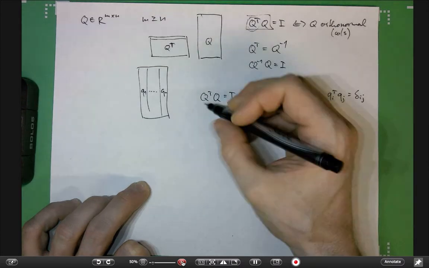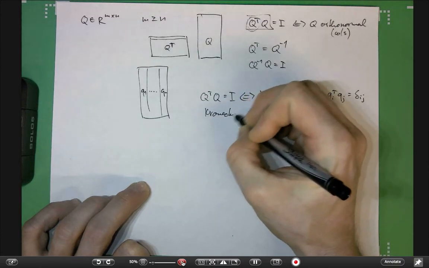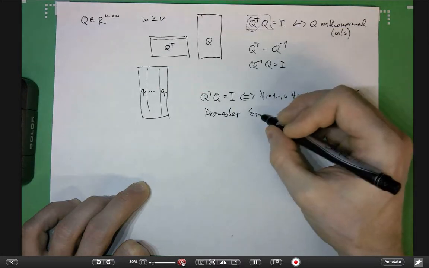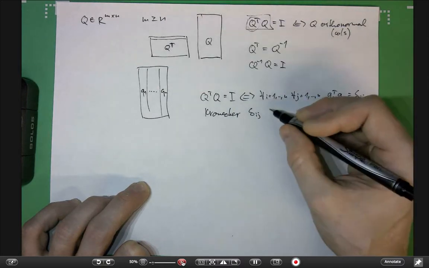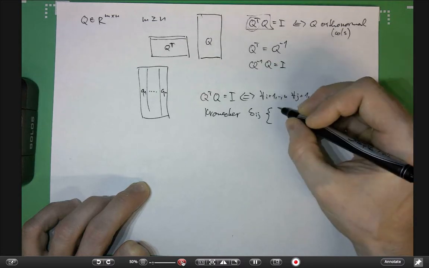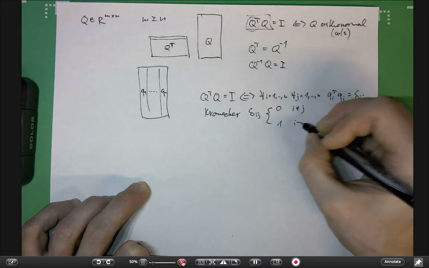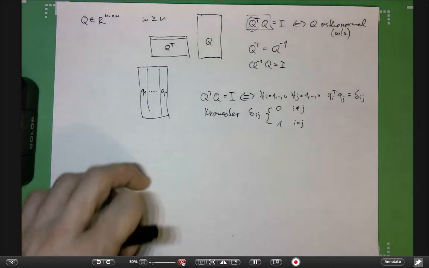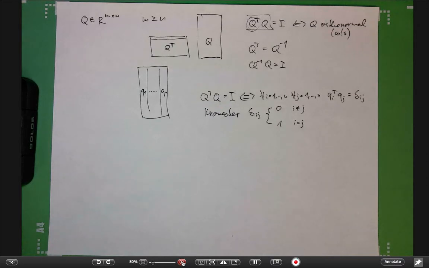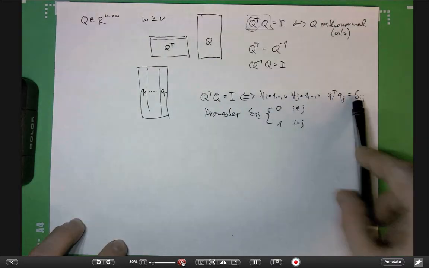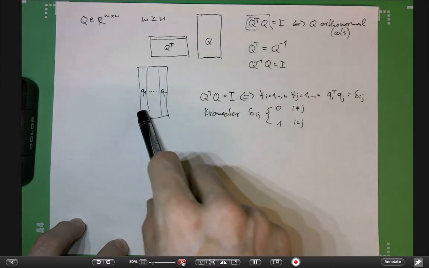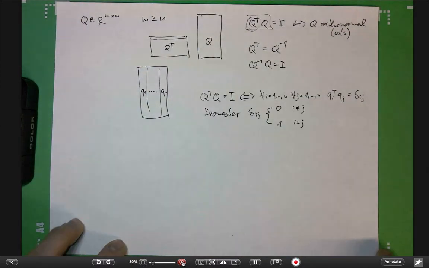Do you know this delta thing? The Kronecker delta. It's a super simple thing. It's either 0 if i is different from j, and 1 when i is equal to j. This is the Kronecker delta. So this is really just a long way of saying the same thing, right? And you should see from this picture why. Yeah, you can almost discuss about it. It's just a few of you, so don't be shy.